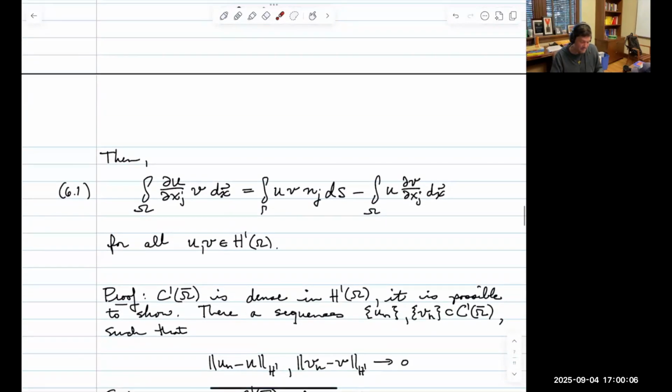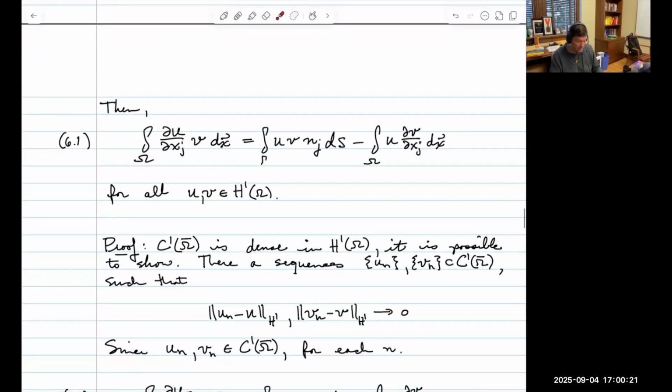Then the same formula holds, but with these functions here, u and v and h1, which are not classically differentiable functions. So these are not C1 functions. These could be rough functions. The formula, notice, is exactly the same. Notice that everything makes sense inside.